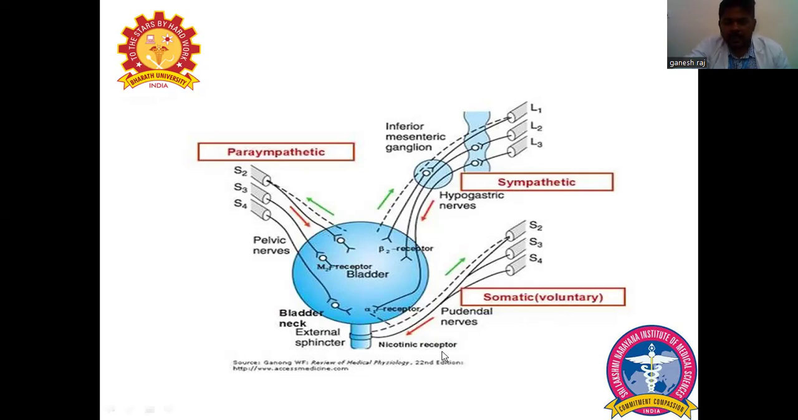What will happen if the pudendal nerve is stimulated? The external urethral sphincter will close, so urine cannot pass through the urethra. It will still be in the urethra and the bladder. If the pudendal nerve is inhibited, then urine can pass through the urethra and micturition can happen. So these are the things you should know. In addition to these three motor nerves, we also have a sensory nerve called the pelvic nerve, pelvic sensory nerve, or pelvic afferent nerve. They also supply the bladder.